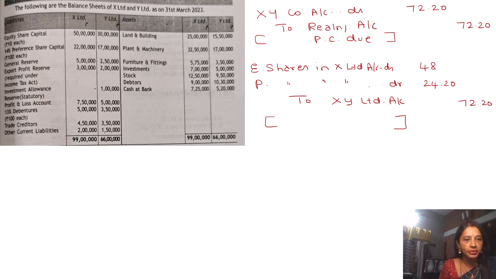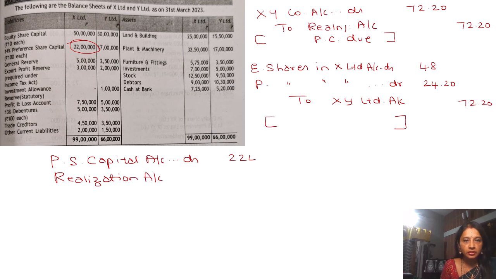So if it is due at premium, the entry will be preference share capital account debit. How much preference share capital is due for X company? 22 lakhs. And remember, premium will be transferred to realization account. So the entry will be realization account debit with the amount of premium. And the premium amount is 2 lakhs 20,000.